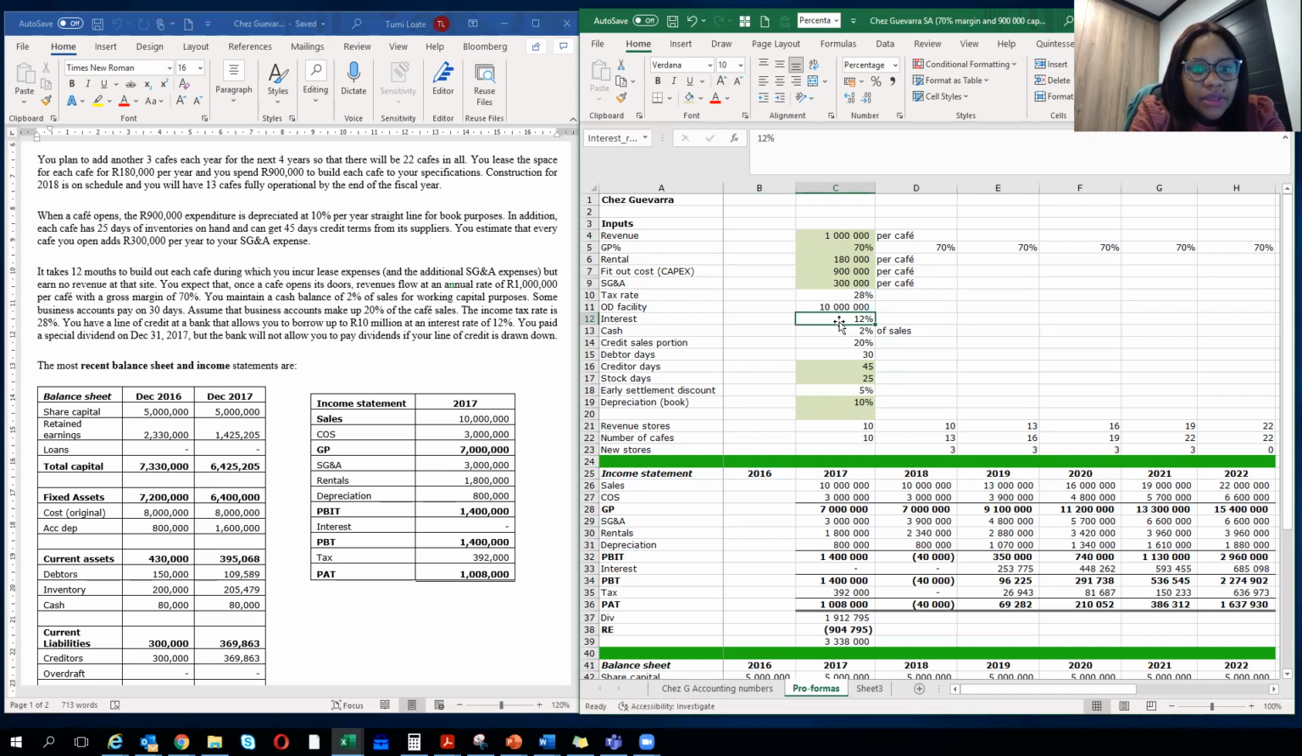And then it says, you maintain a cash balance of 2% of sales. So I want to note that down. Cash here will be 2% of sales. Also noted that here in the information that's been provided.